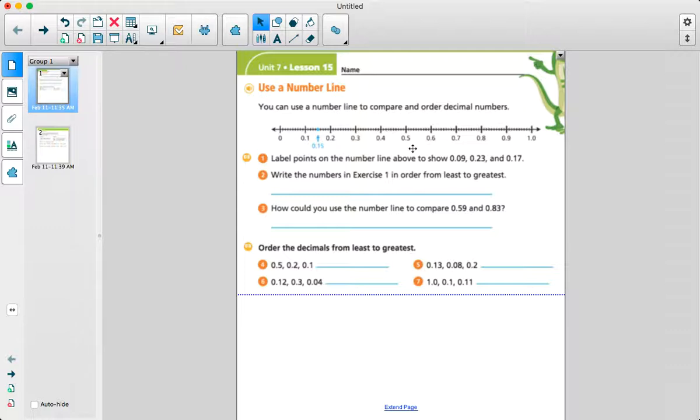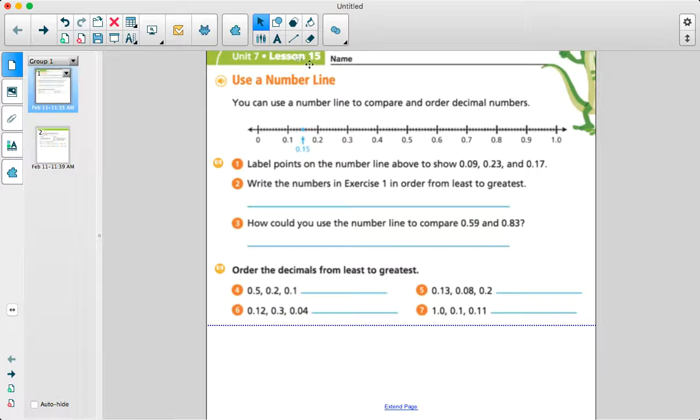The first question says, label points on the number line above to show 9 hundredths, 23 hundredths, and 17 hundredths. So let's just take a look at this number line. We might use some different colors here today to help us. Let's take a look, and it first wants us to find where 9 hundredths is. So I look here and I see this is 1/10. If I want to be smaller at 9 hundredths, I'm going to have to look before this 1/10.